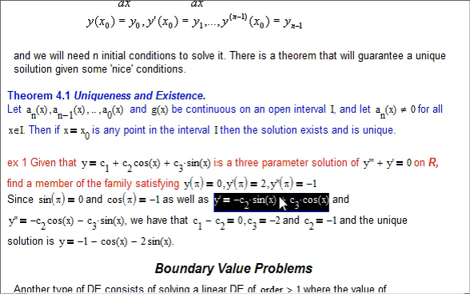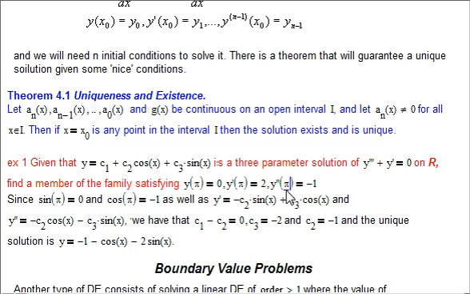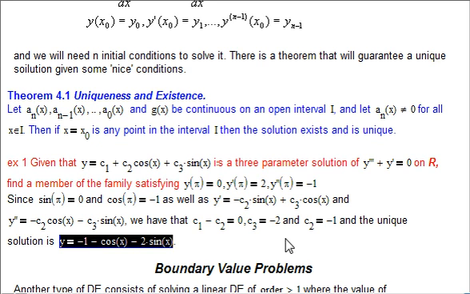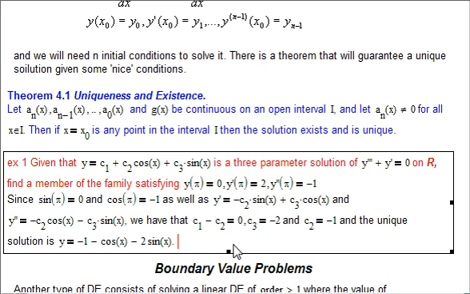And also we know the second derivative. Recall that the first derivative is here, so the second derivative would be the derivative of this. There'd be negative c2 cosine of x minus c3 sine of x. So there's our second derivative, and we know that the second derivative evaluated at pi equals -1. Cosine of pi is -1, and sine of pi is 0, so -1 equals c2 times -1, so c2 equals -1, and the unique solution is y equals -1 minus cosine of x minus 2 times the sine of x.